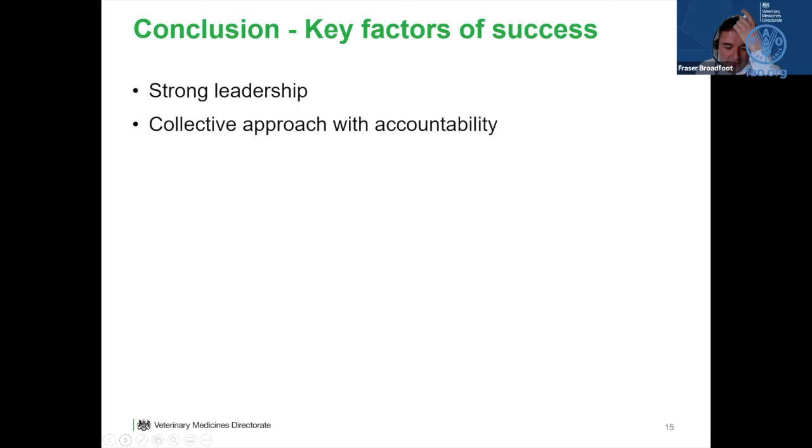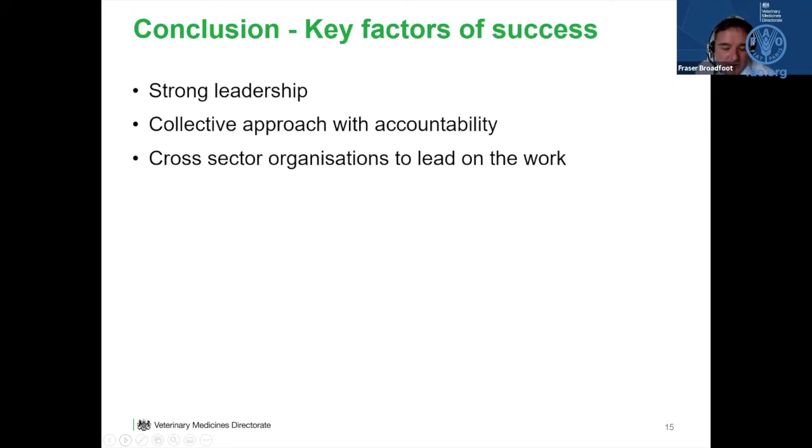Having a collective approach with accountability is really important, and in the UK, with the sectors themselves setting their own targets, creating their own stakeholder groups, collecting their own data, it really means that they develop a sense of ownership of the issue, a sense of accountability and responsibility, and it feels like they're working together to deal with the issue rather than feeling like they're being forced to do something.